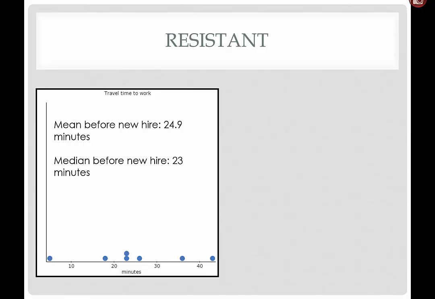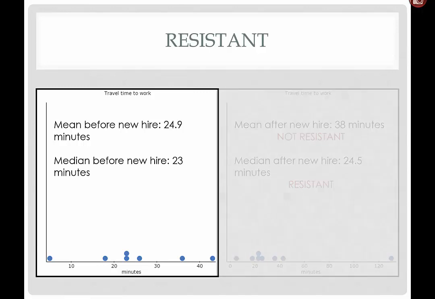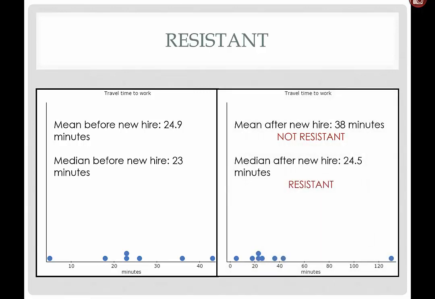And you can see this dot plot here that shows you the spread, or the distribution, of the data, okay? And so now let's take a look and see what happens when we have that 130-minute travel time. So now you can see that the mean is 38 minutes. That changed drastically. The median did not change drastically. Yes, it went up a little bit, but a minute and a half is not that different when you look at this data.